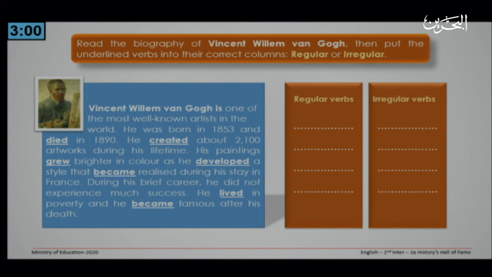Vincent Willem van Gogh is one of the most well-known artists in the world. He was born in 1853 and died in 1890. He created about 2,001 artworks during his lifetime. His paintings grew brighter in color as he developed a style that became realized during his stay in France. During his brief career, he did not experience much success. He lived in poverty, and he became famous after his death.